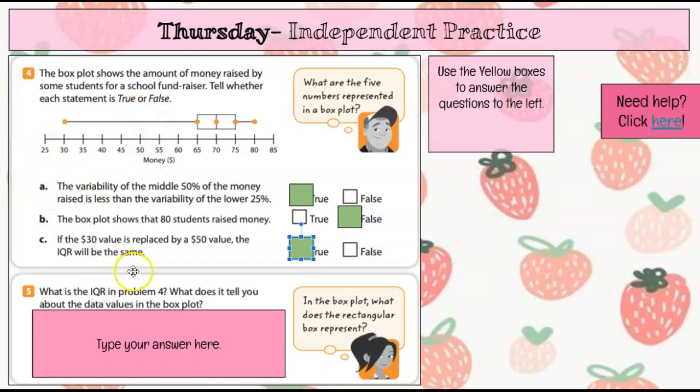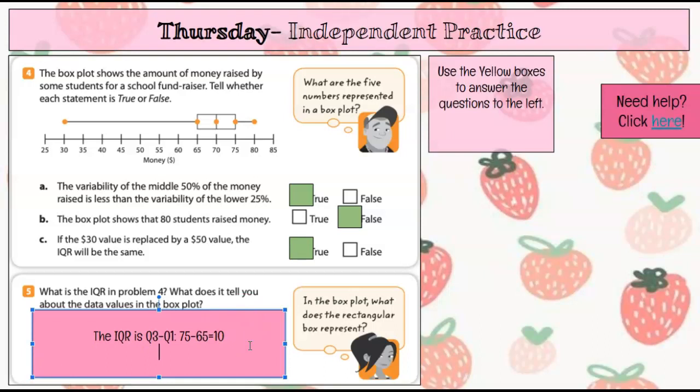It will still be the same even if we change the $30 value to a $50 value. What is the IQR for this problem, and what does it tell you about the data? Well, if you remember, the IQR is Q3 minus Q1. So if we do that, that is 75 minus 65, which gives us 10. So the IQR here is 10.